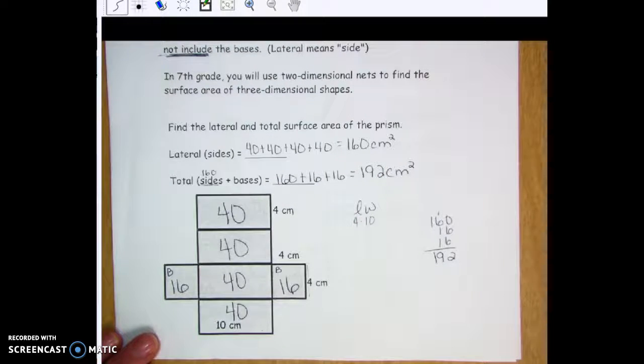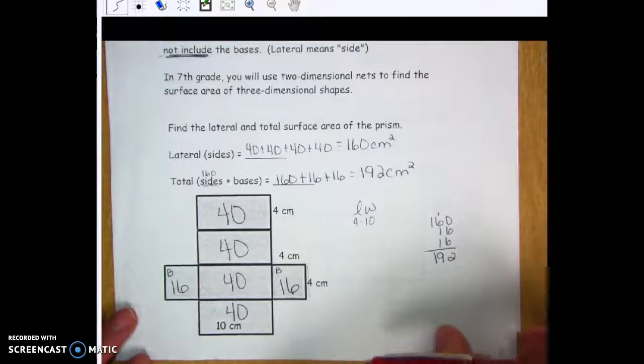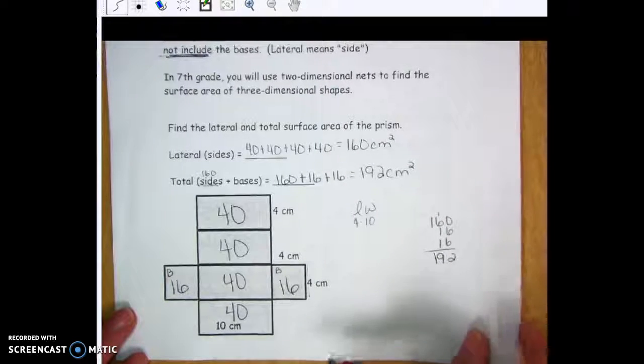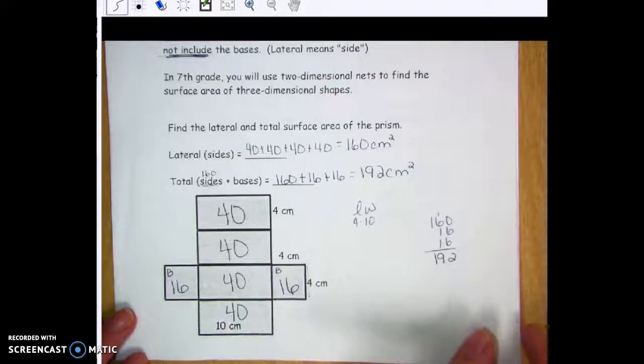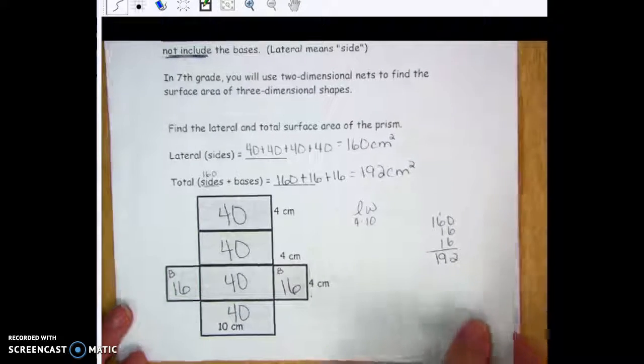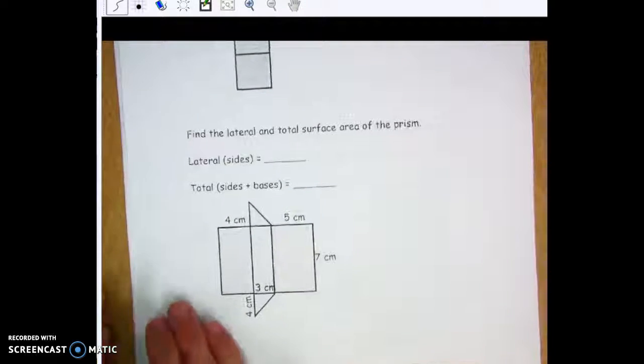Pause it and see if everybody's on track. See if there's any questions about that. If there is, somebody that understands it, step up and help. Okay, all right, let's look at the back.